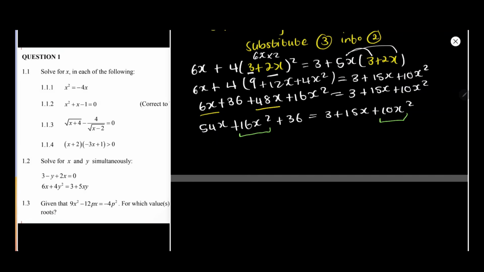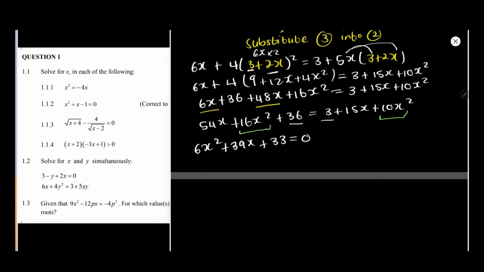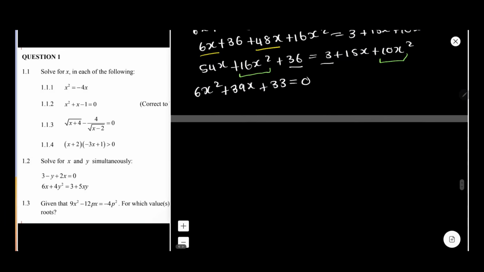So we're going to have 16x minus 10x, and that gives you 6x squared. Then we have 54 minus 15. I'm just going to calculate that. So we have a positive 39x, and then we have 36 minus 3, which is positive 33, is equal to 0. Looking at all of these numbers, they look like they can all be divided by 3.